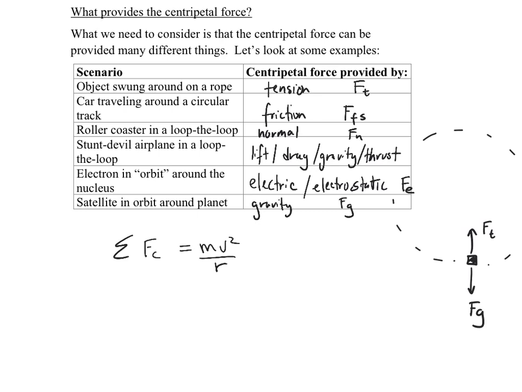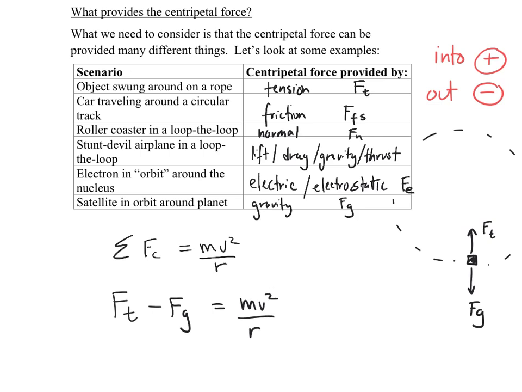So for this scenario right here on the right, this sum of the forces would be Ft as a positive because it's acting into the circle. So into the circle is positive, out of the circle is negative. So we then put minus Fg, and that equals mv squared over r. It's not about up or down. This is a coincidence that Ft happens to be up and Fg happens to be down, where it is now.